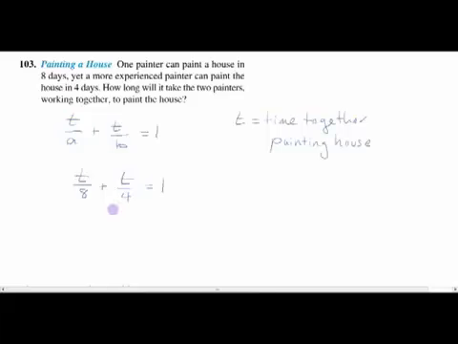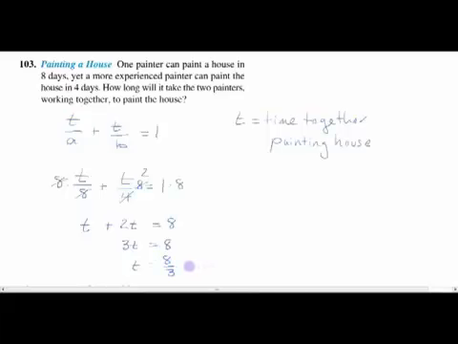Now looking at this, I see the LCD is 8. So I'll multiply each term by 8. 8 cancels 8, and I get T. Plus 4 cancels 8 twice. I have 2T equals 8. Solving, I get 3T equals 8, and T is 8/3.